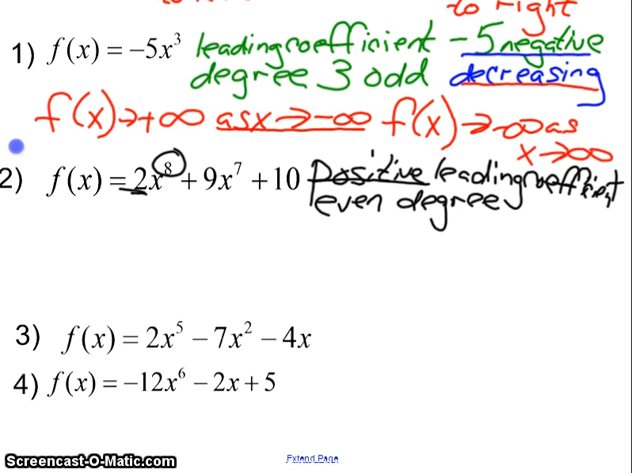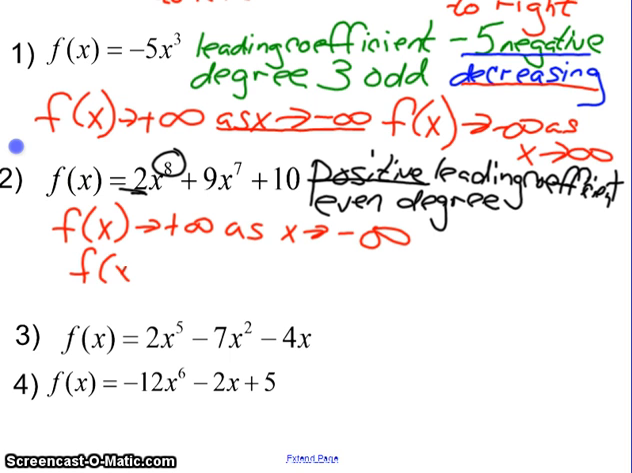Okay, so how do I say both ends are pointing up? I say that the function is going towards positive infinity to the left. That means as x goes to negative infinity, f of x is going up. Okay, both ends are up. Positive infinity as x goes to positive infinity. That means to the right. As x goes to positive infinity means to the right. Okay, problem number 3.